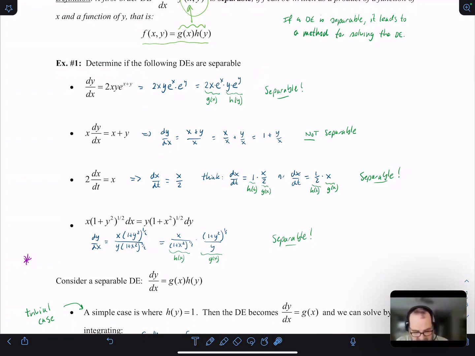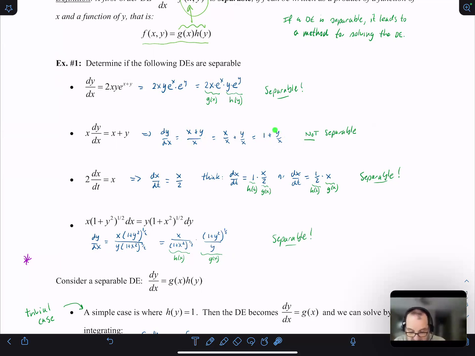The second one, again, to see if it's separable, the first goal would be to move everything over to the right-hand side. So dy/dx here is equal to x plus y divided by x. Now that is not a product of a function of x and a function of y. You can try and play around with it a little bit. This is equal to x over x plus y over x. This is therefore equal to 1 plus y over x. However, this is still not separable. I cannot express it as just a product of a function of x times a function of y.